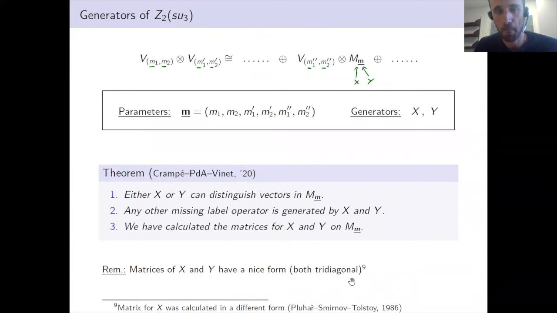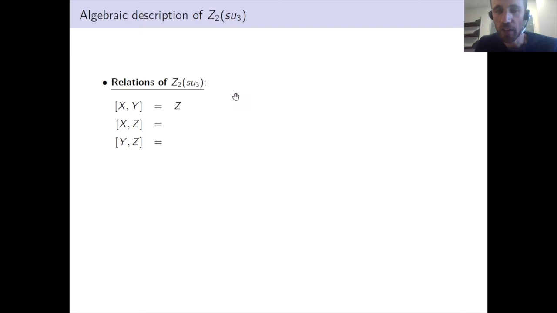So what about the algebraic description of the centralizer? Again, this works exactly like for the Raka algebra. So let me go over this a bit quickly. I take X and Y, they do not commute as before, so they produce a new element Z. And then I take Z and I make the commutator with X and Y.